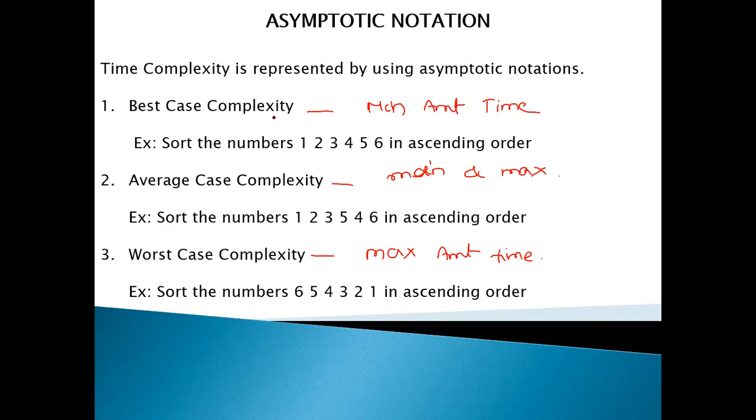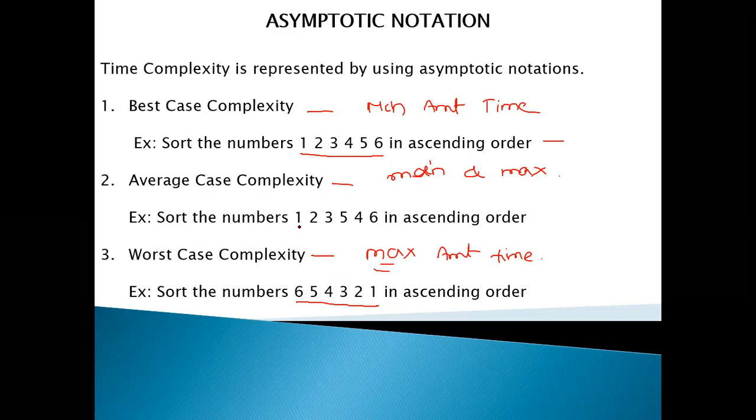Here the problem is sorting numbers. If the input is already in sorted order, then less time is required to arrange these elements in sorted order. In the same way, if all the numbers are in descending order and we need to arrange them in ascending order, each and every element should be replaced or rearranged. That's why the maximum amount of time is required.